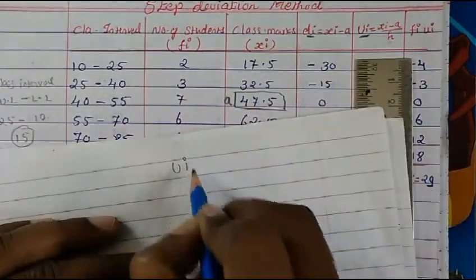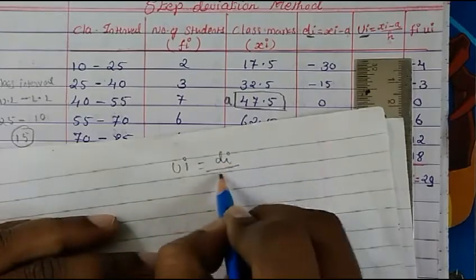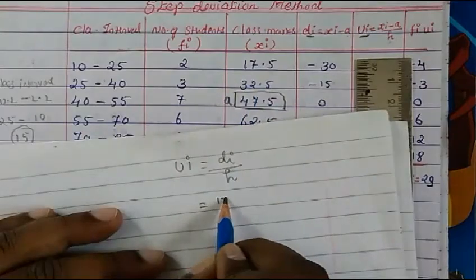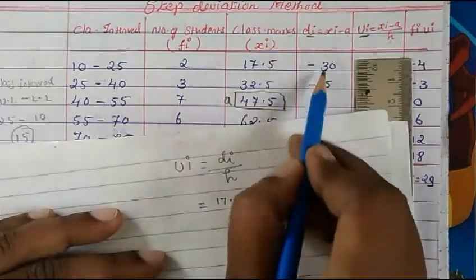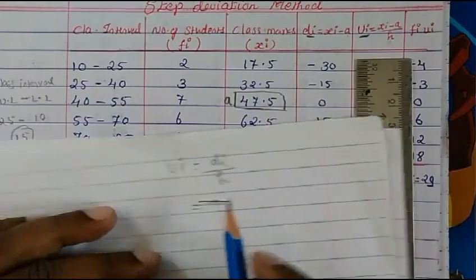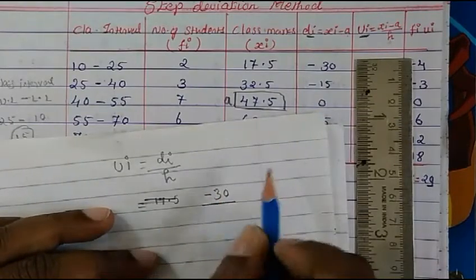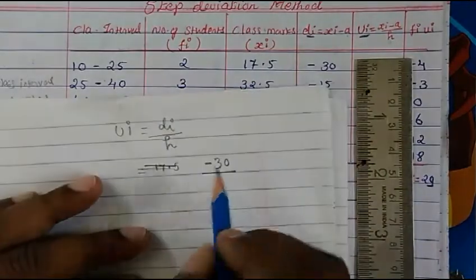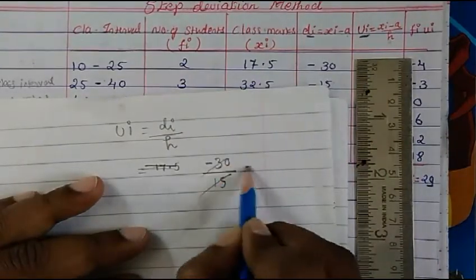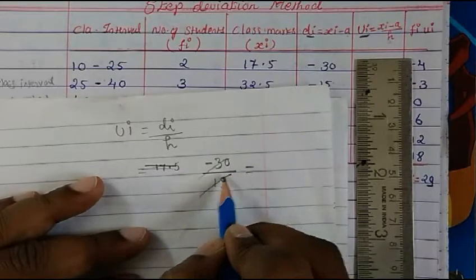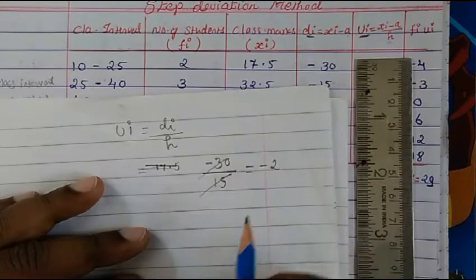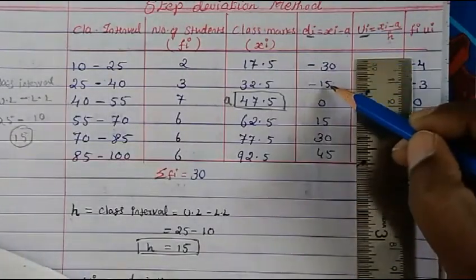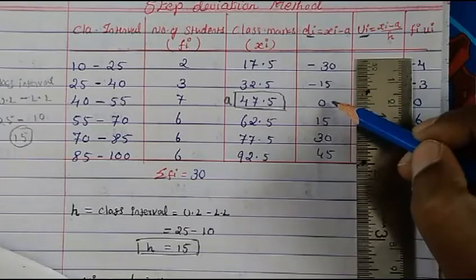See, ui is what? Actually di upon h. Okay. So now di here is minus 30. Then h is what? Class interval, right? Class interval I told you 15. So when you divide, you will get minus 2. Okay. So that's how we have to do the calculation here. So then minus 15 also you will divide by 15. 0 you will divide by 15.